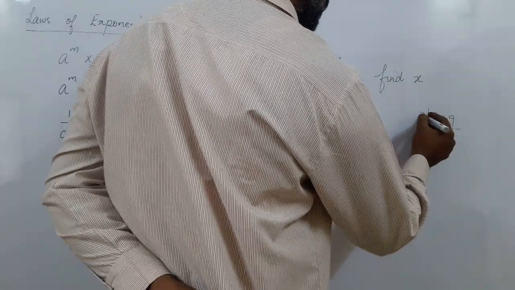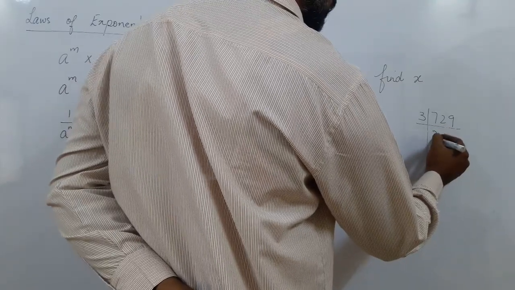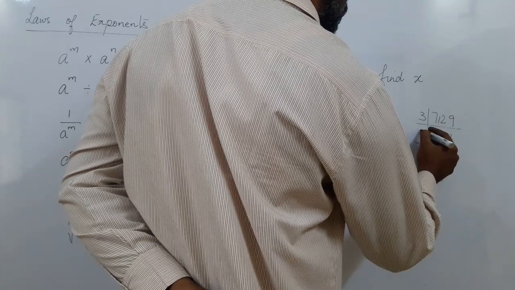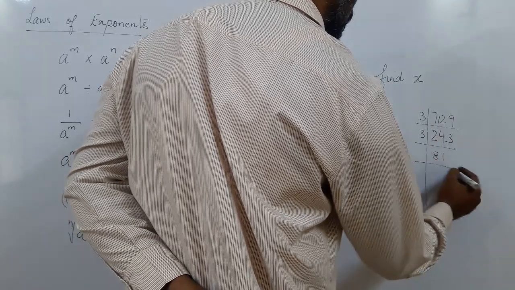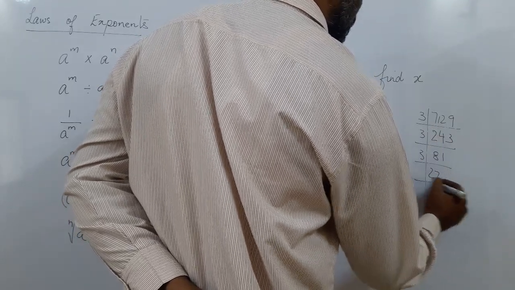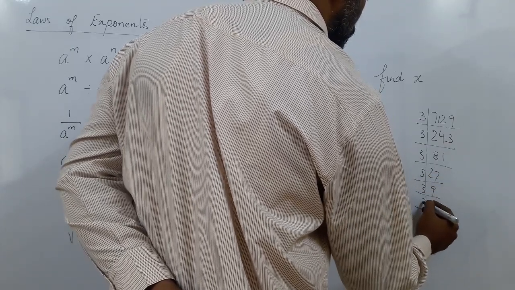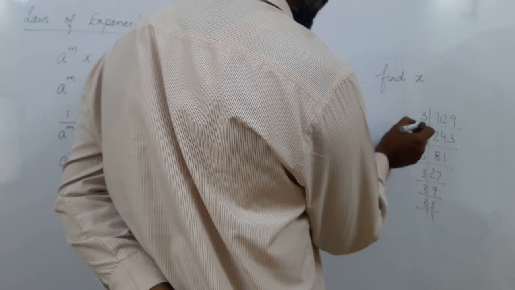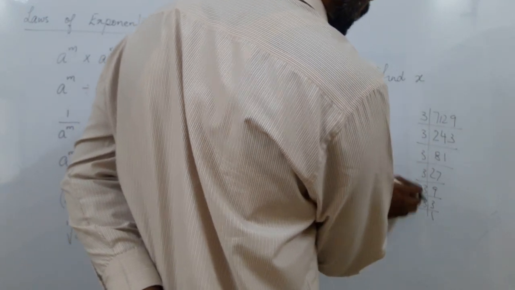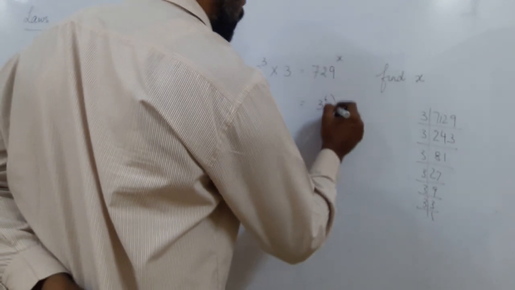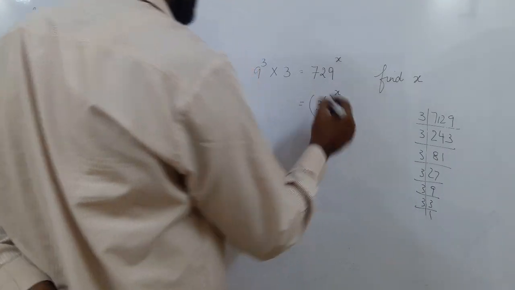So this is what you have. 3 2s are 6, 3 4s are 12, 3 3s are 9, 3 8 1s are 3, 27s are 3, 9s are 3, 3s are 3, and 3 1s are 3. So 729 is 1 2 3 4 5 6, 3 raised to 6. So 729 is 3 raised to 6, and the whole to the power x.